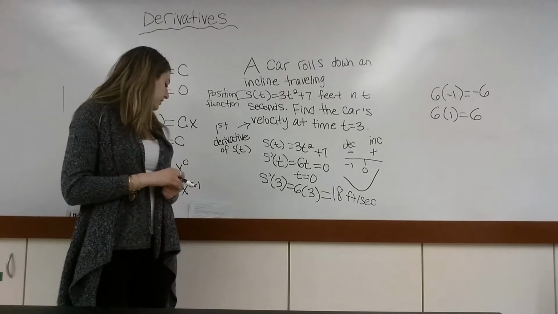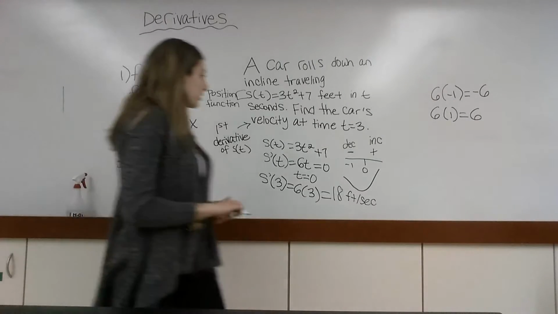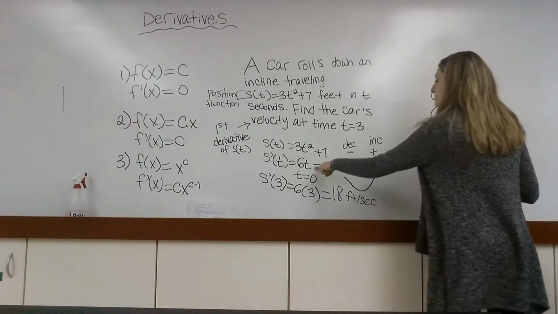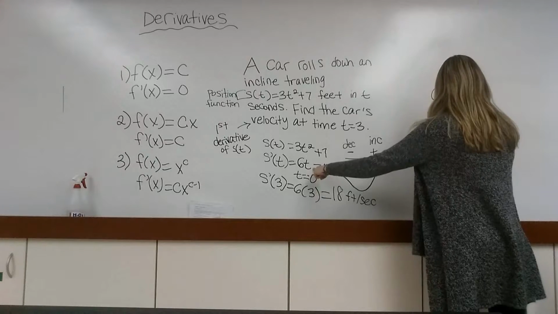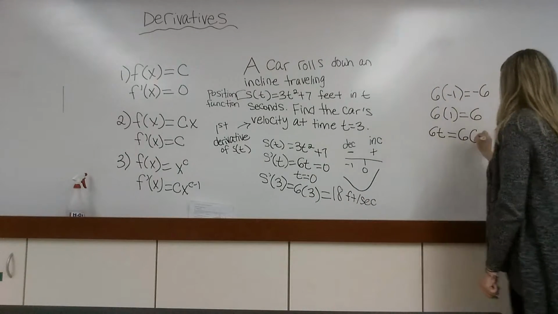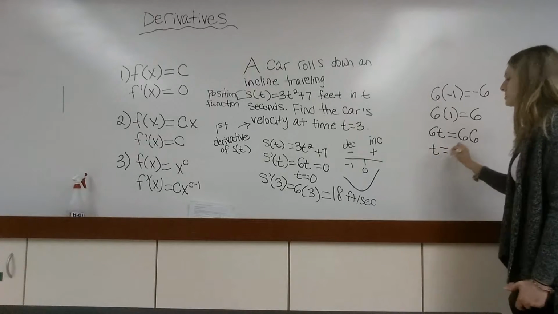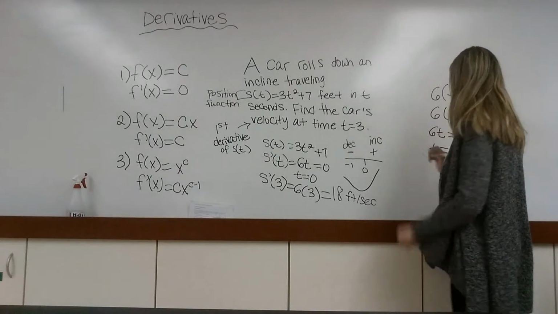So, after how many seconds will the velocity be 66 feet per second? Well, what we would do is say that 6t, because we don't know how many seconds, equals 66. And what is that? t equals? 11. Yep, it equals 11. Good job.